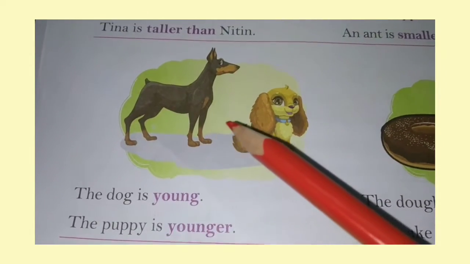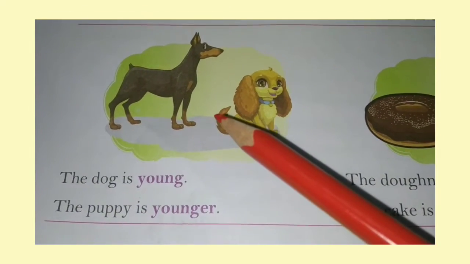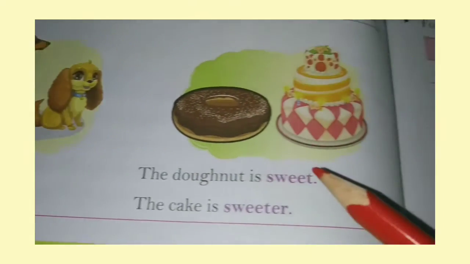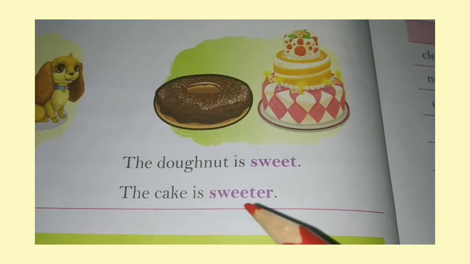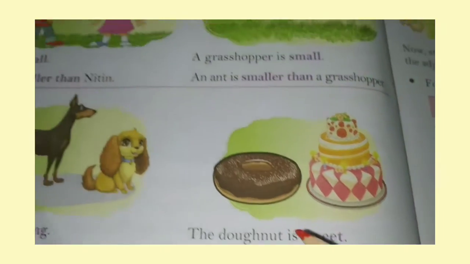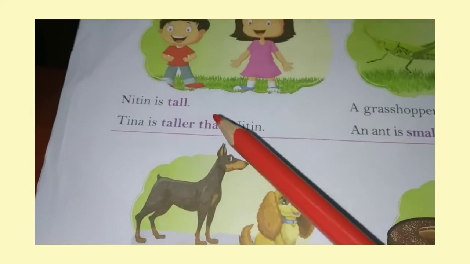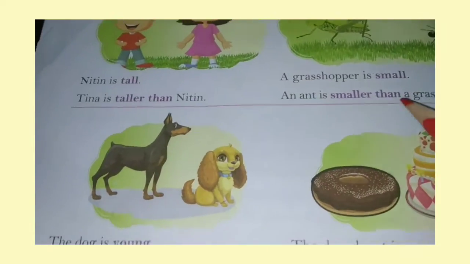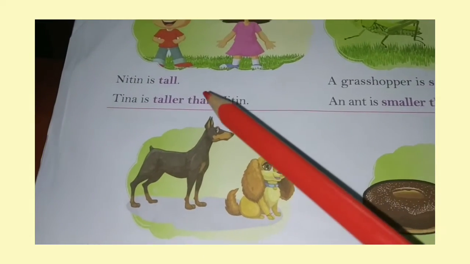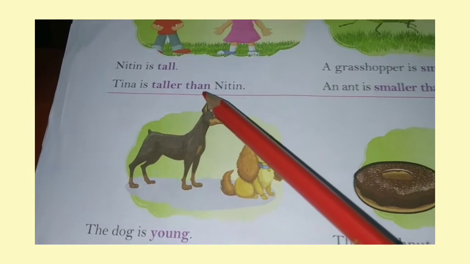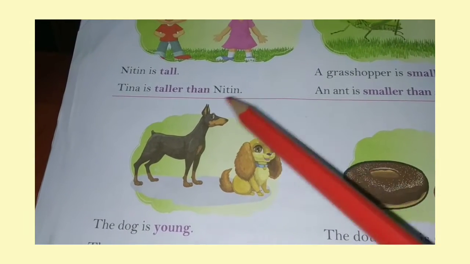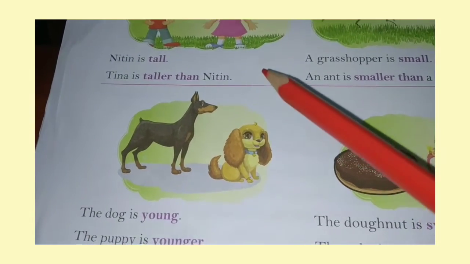Then third picture. The dog is young, the puppy is younger. So here, who is younger? The puppy is younger. Next picture, the donut is sweet, the cake is sweeter. So which is sweeter? The cake is sweeter than donut. So here you can see the highlighted words, tall, small, young and sweet, are adjectives. But we add er and than to these words. Why? Because we are comparing other persons, things or animals here.